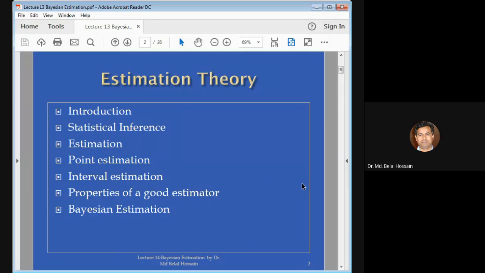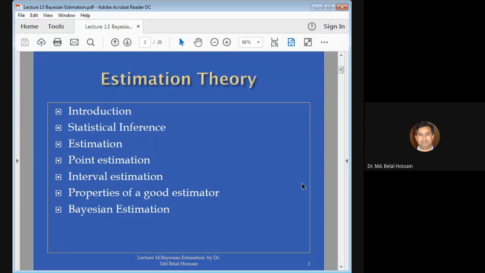আপনারা যদি খেয়াল করে থাকেন যে আমরা এস্টিমেশন থিওরির আজকে লাস্ট টপিকটা পড়ব, যেটাকে বলে বেসিয়ান এস্টিমেশন। এর আগে আমরা আপনাদেরকে বলেছি যে এস্টিমেশন কি, estimation types of estimation.